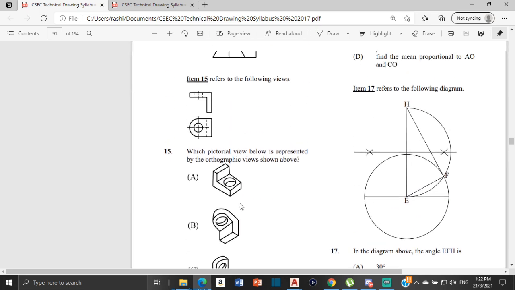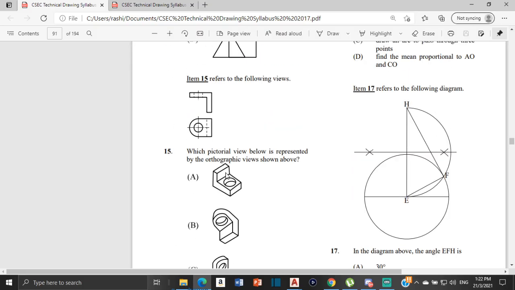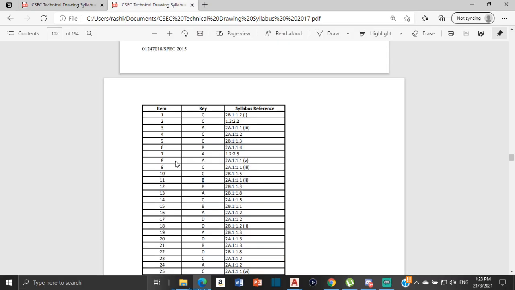Okay, we also know that it could not be D because the top isn't curved. The base is curved, not the top. So the answer would have to be B, where the base is curved, there's a hole right there, and then the top is flat, like square like that. All right, so which number is that? Number 15. Number 15 is indeed B.